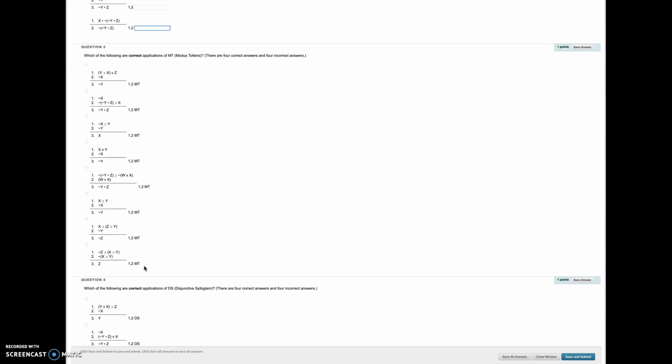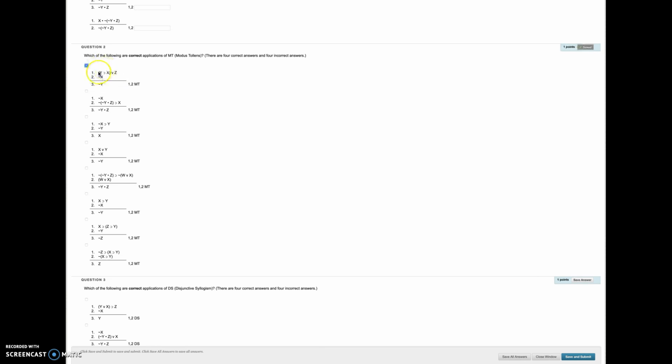Okay, then I'm going to skip questions 2 and 3 because these are similar to previous homework questions. Your task is to figure out which one of these are correct applications of modus tollens. And so a couple of quick hints. Modus tollens only applies to conditional statements, and the horseshoe, the conditional part, has to be the main operator. So we can already see that this is not a conditional statement here.